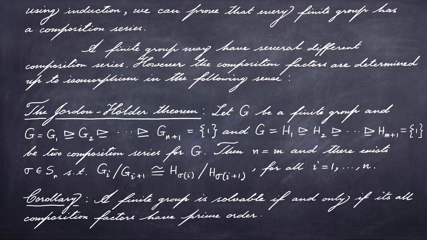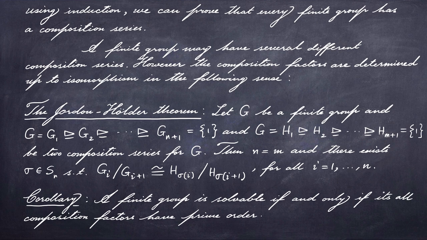It says: let G be a finite group, and let these be 2 composition series for G. For a composition series, since all the inclusions are proper, the number of terms is exactly determined. For simplicity, from now onwards, instead of 0, let's start indexing with 1. Thus this composition series has n plus 1 terms, so its length is n. Similarly, this composition series has length m.